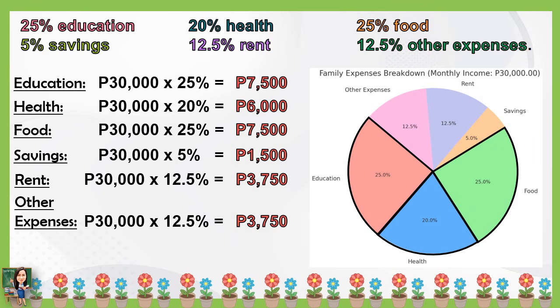Next is savings, 5%, which is 1,500. Then rent, 12.5%, which is 3,750. And other expenses, which is 12.5% or 3,750, for the total of 30,000 pesos.